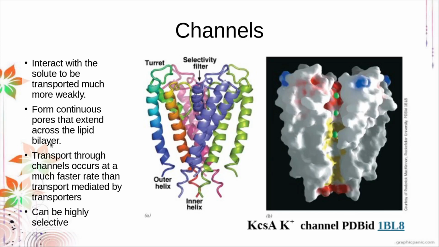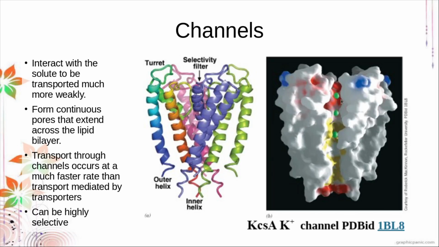They form continuous pores that extend across the lipid bilayer. An example here is the potassium channel. Here you can see there's a continuous channel, somewhat like a tunnel, that allows your potassium ions, the green ones, to pass through.